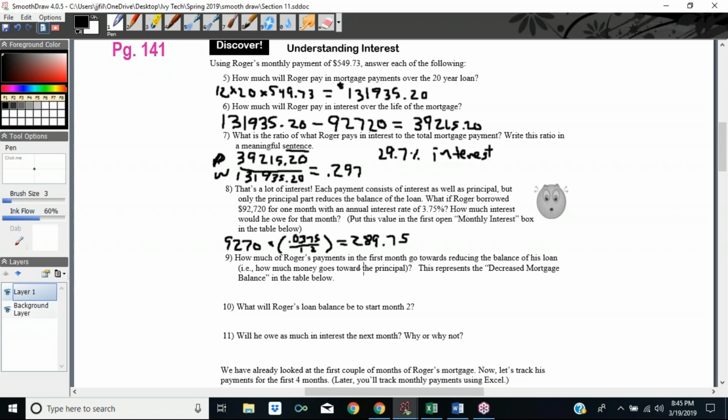How much of Roger's payments in the first month goes towards reducing the balance? So remember, his payment was $549.73.